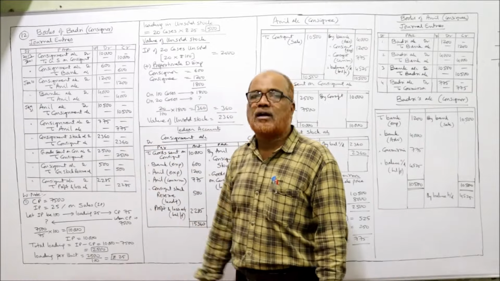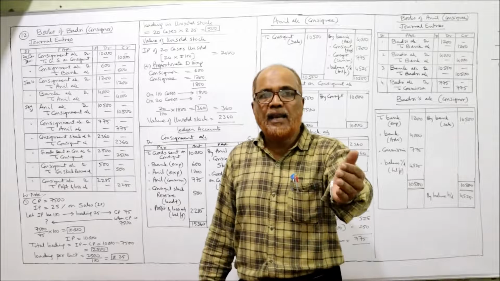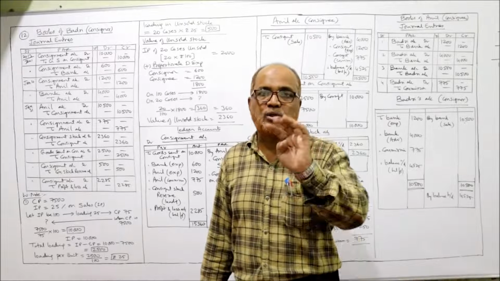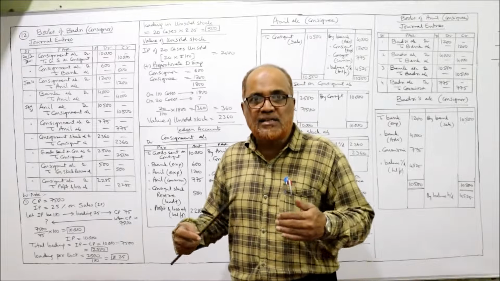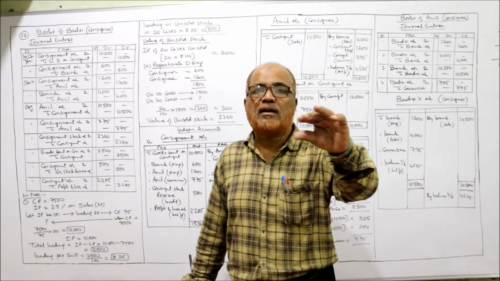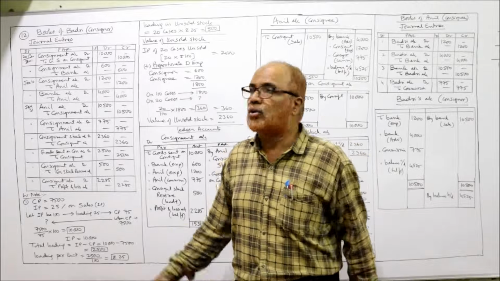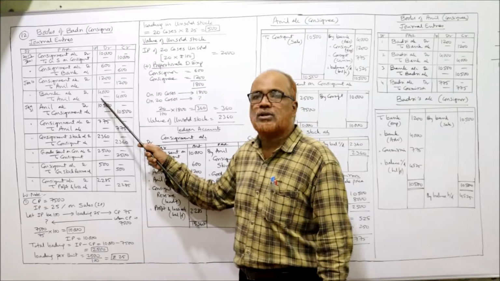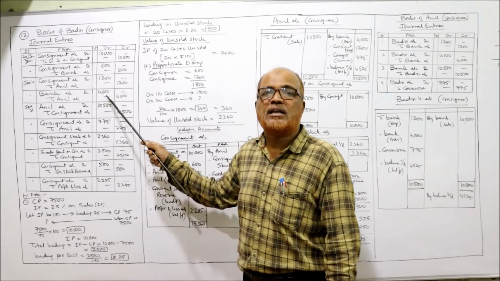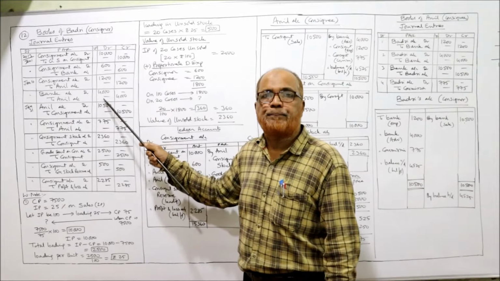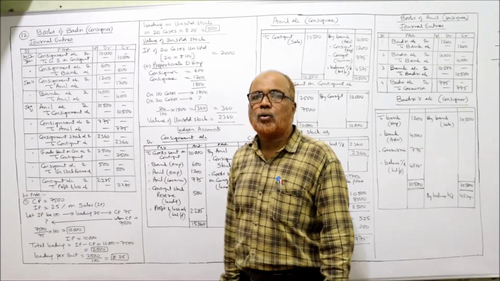Next, bank account debit to Anil account. Anil has sent advance money 4,000 rupees. So Badri has received 4,000. So bank account debit, who is the giver? Anil. So bank account debit to Anil 4,000, being the advance money received from consignee.